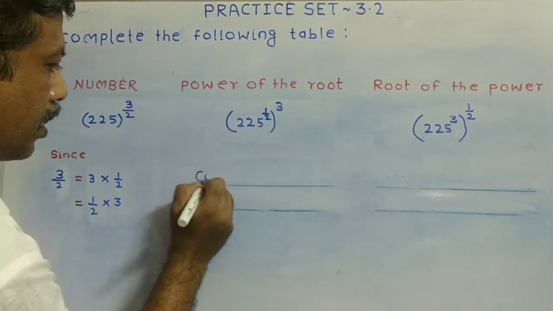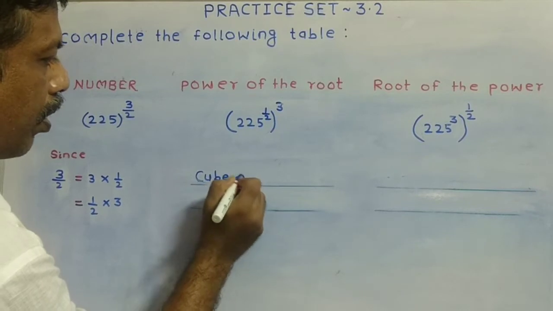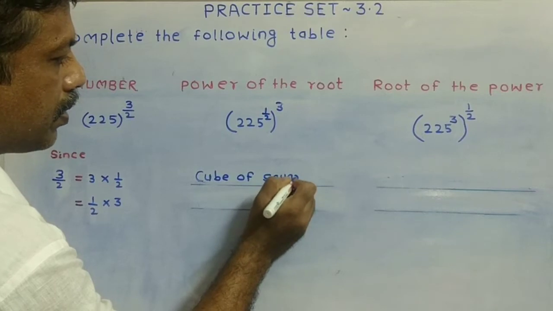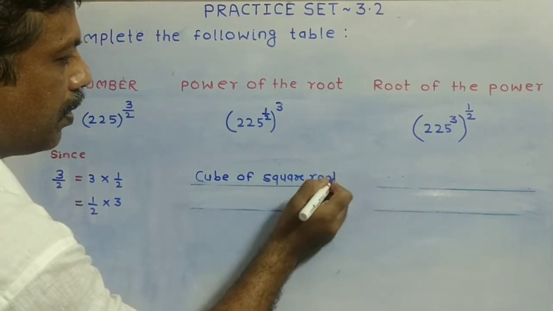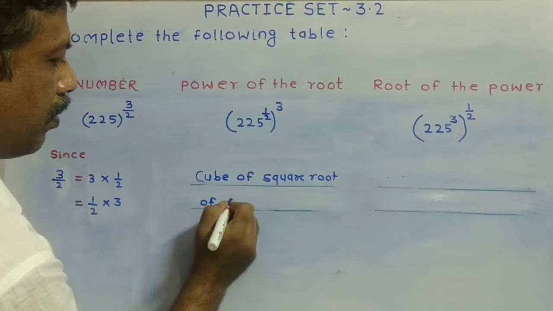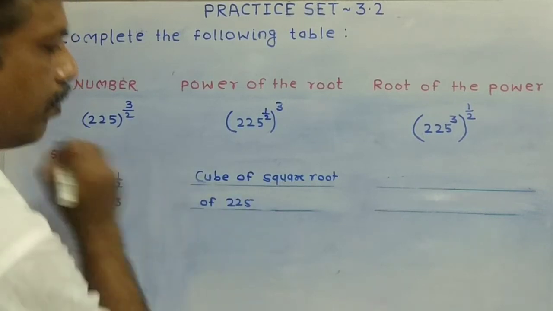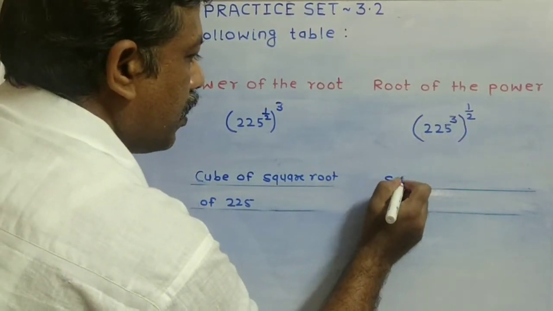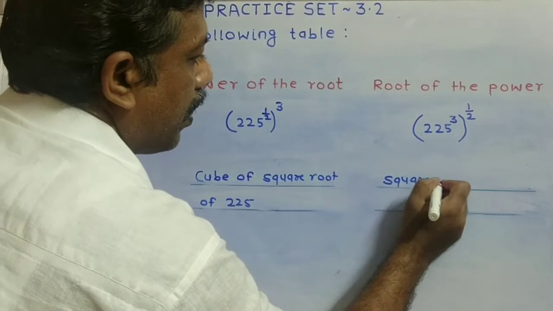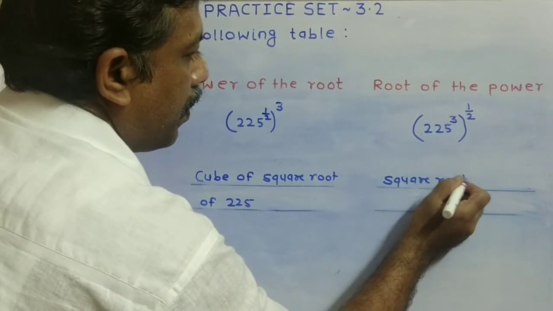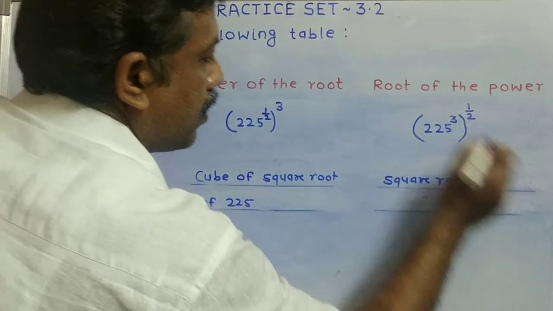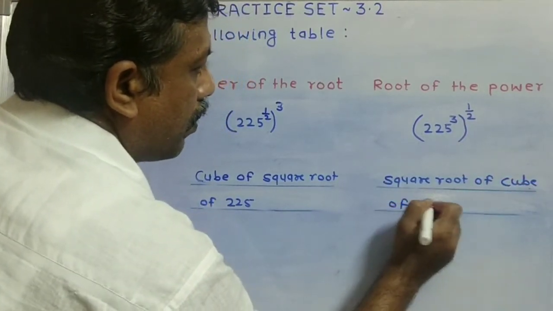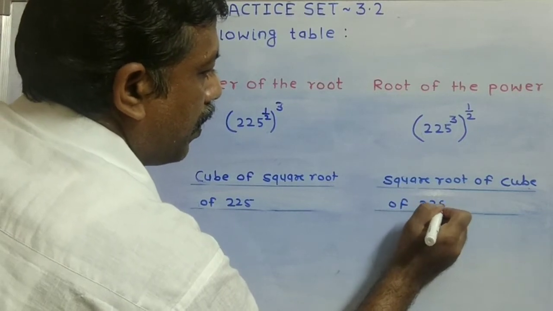Start from here. You can write it. 3 means cube of 1 upon 2 means square root of which number? 225. In the similar manner, 1 upon 2 means which root? Square root of 3 means cube of which number? 225.